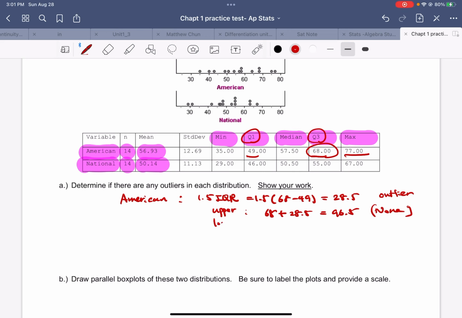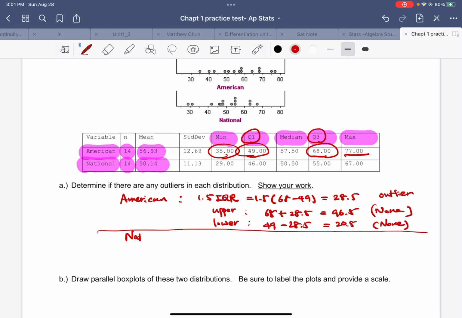Now the lower portion is from the first quartile, which is 49, minus 28.5. This time you subtract, and you get 20.5. Any value lower than 20.5 would be an outlier. If you look here, the minimum is 35. So there's none, no outlier on the other side too.